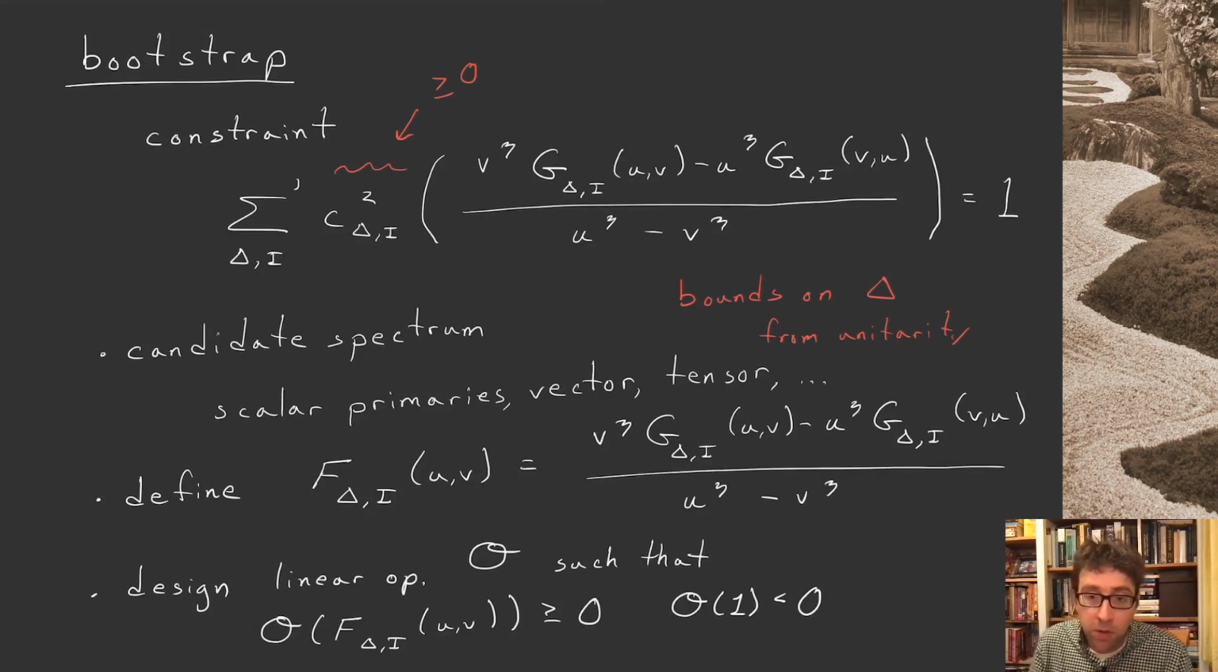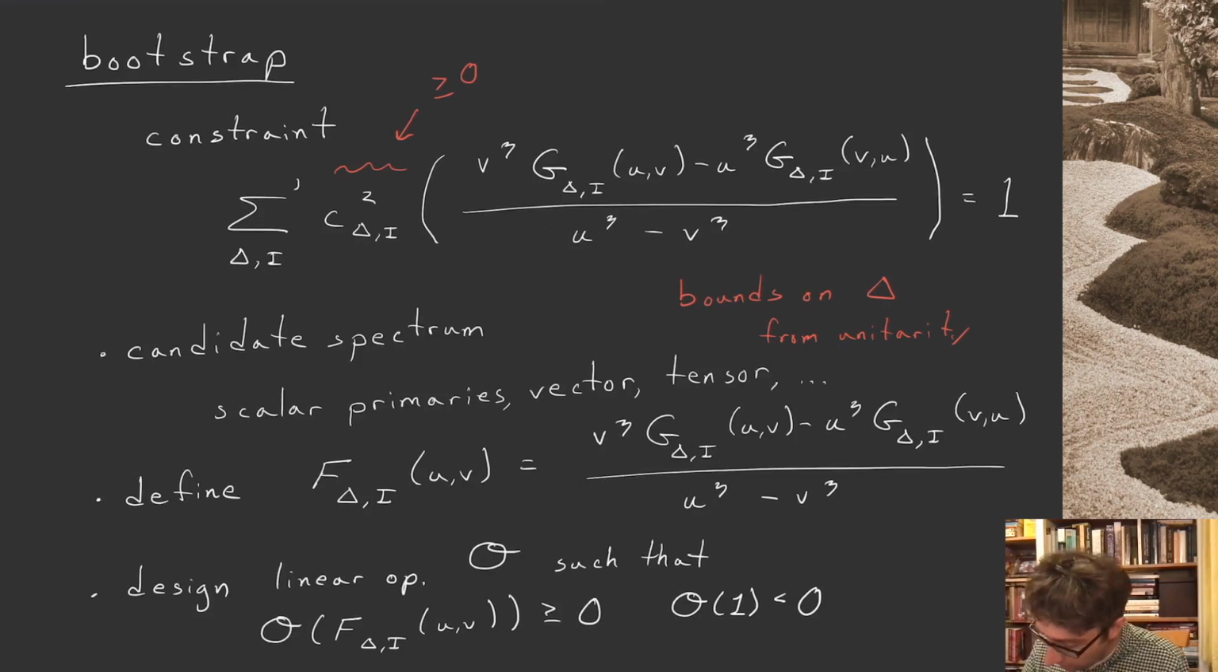One thing you could do is just evaluate these conformal blocks or their derivatives, or some particular combination of the evaluation of these conformal blocks and their derivatives at a certain point, some particular choice of u and v. You can choose that particular evaluation such that it works this way, so that O of the f delta I's is positive and O of 1 is negative.